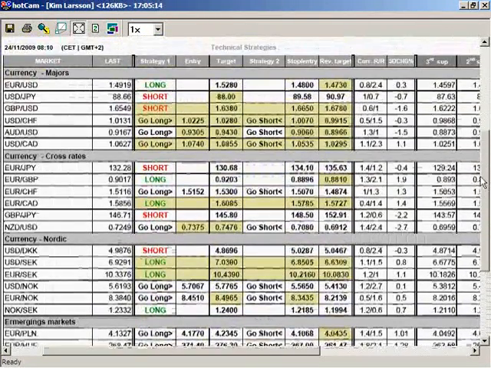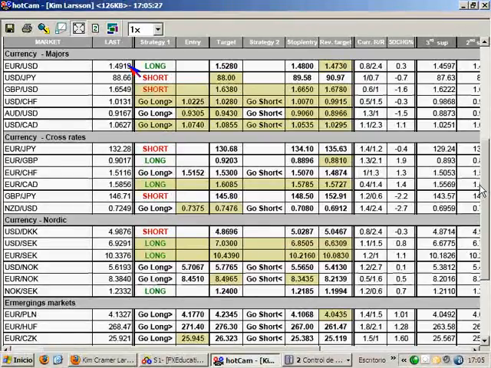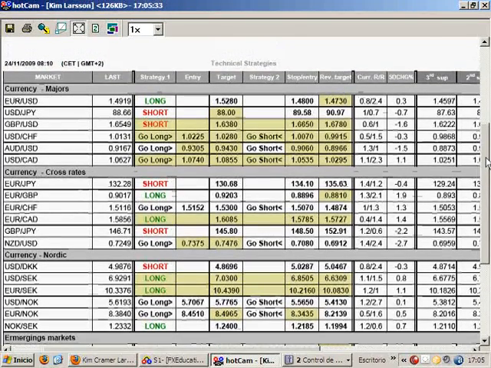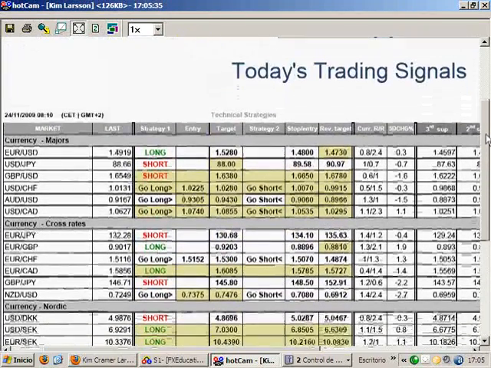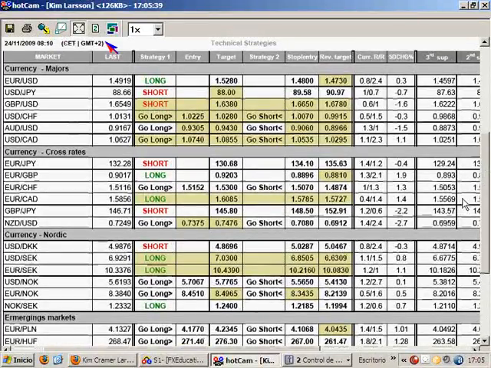The way it's built, we have the asset or the product to the left. We have a last price. That is the last price at the time of publication. This time we published this analysis and sent it to clients at 8:10 Central European time. That is 10 minutes past 7 GMT. Sorry.